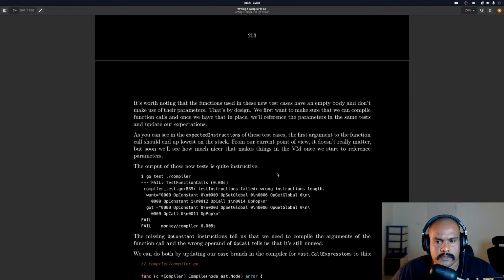Right, we first want to make sure we can compile function calls, and once we have that in place, we'll reference the parameters in the same test and update our expectations.